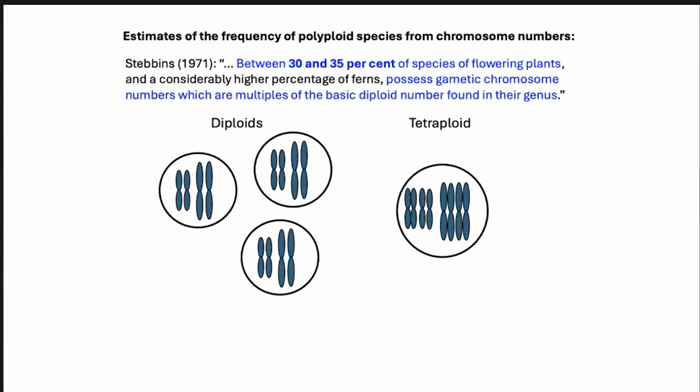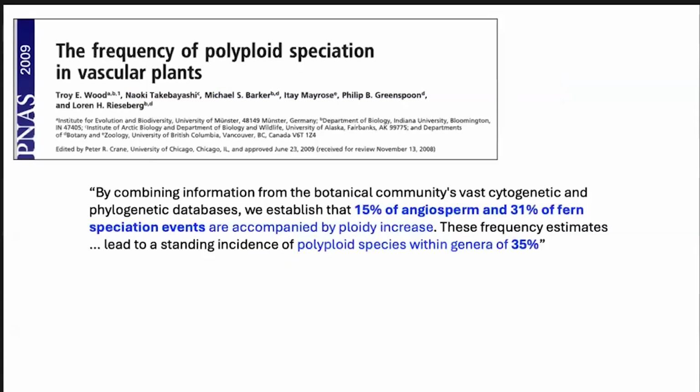By looking at lots of different plant species, Stebbins and others, synthesizing all that data, decided that between 30 and 35% of species of flowering plants, and a considerably higher percentage of ferns, which I'm not going to talk about today, possess gametic chromosome numbers which are multiples of a basic diploid number found in their genus. So those are polyploids, things that have a multiplication of chromosome sets.